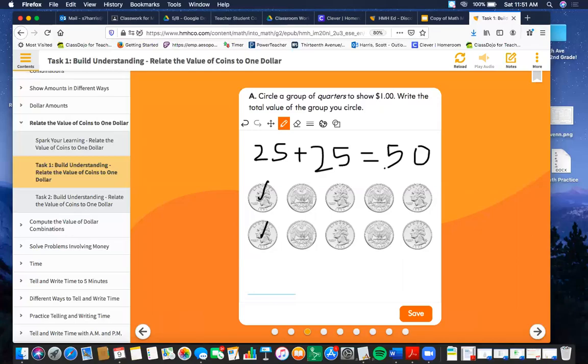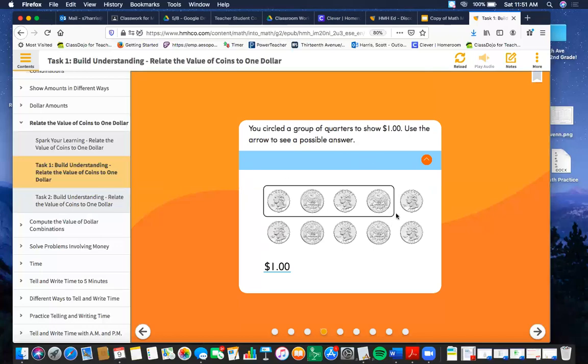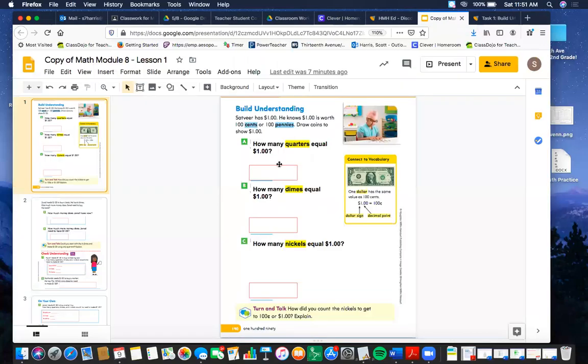How many quarters equal $1 though? We're looking to make 100 cents, $1. So 25, 25 plus 25 and 25. That equals 100. 25, 50, 75, 100. Let's save that. And let's move on. Oh, and they circled it much neater than us. So 4 quarters equals $1. So we would fill that in. How many quarters equal $1? You would type in on that first question 4.